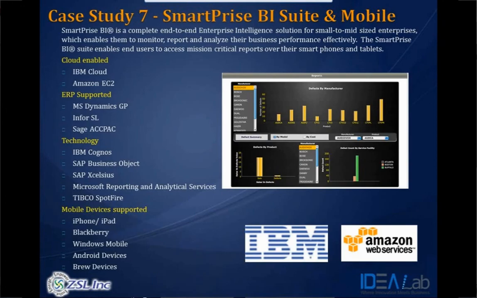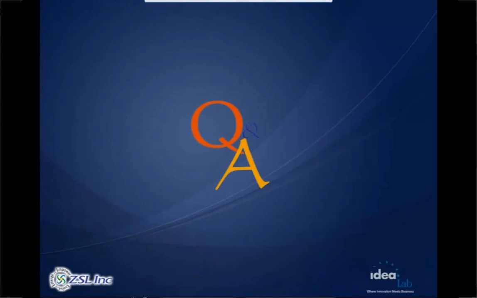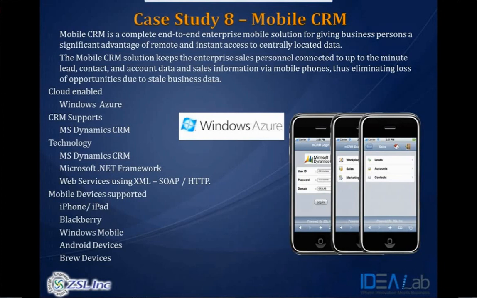So apart from all this, we also have the SmartPrice Business Intelligence Suite and Mobile Suite. They're cloud enabled. They're running on IBM Cloud and Amazon's Cloud. So we also have the mobile CRM running on the cloud. So we can keep on continuing with a lot of other solutions which we have built.